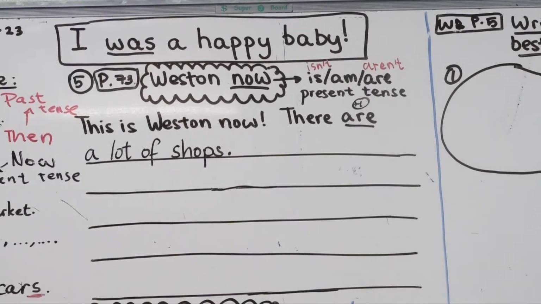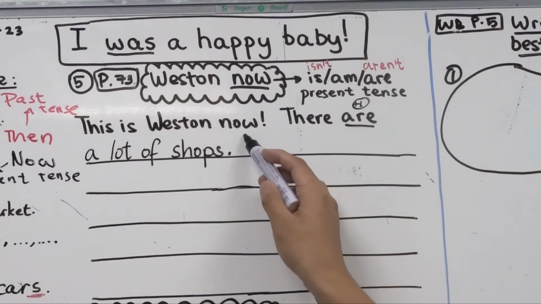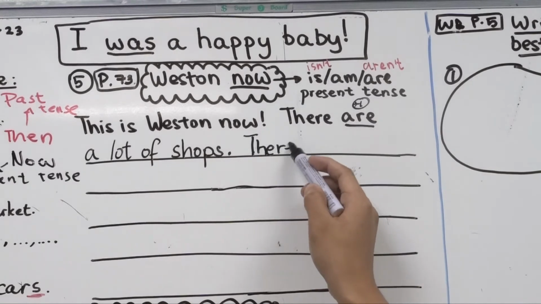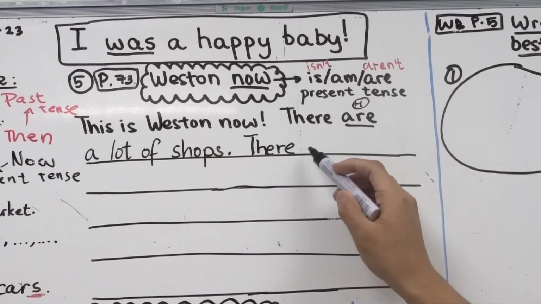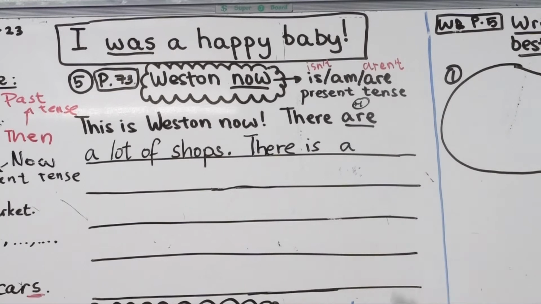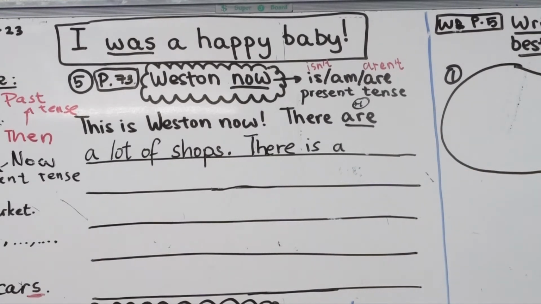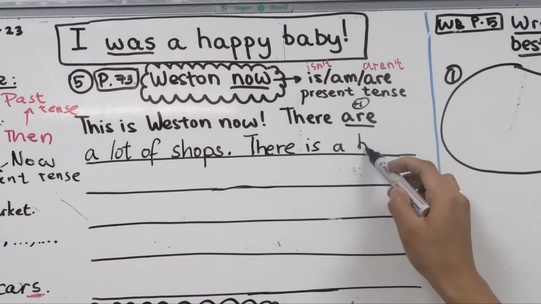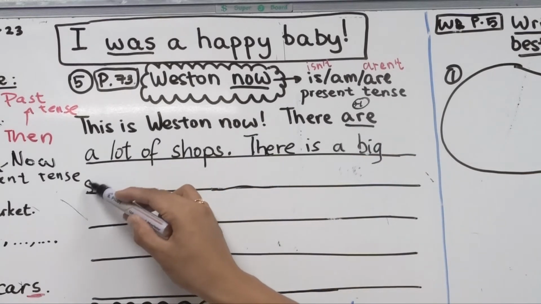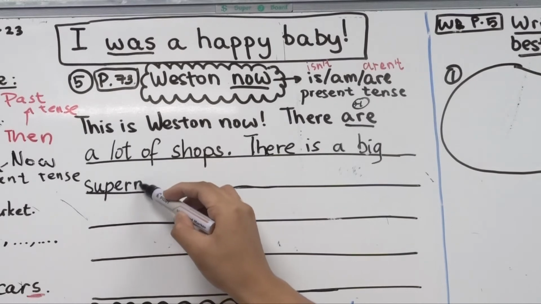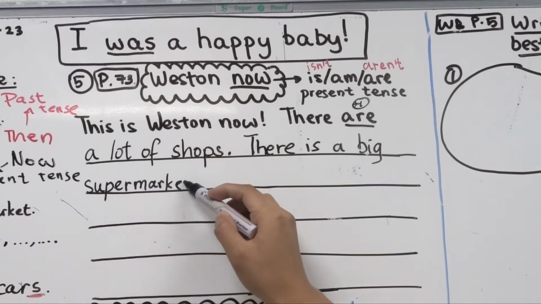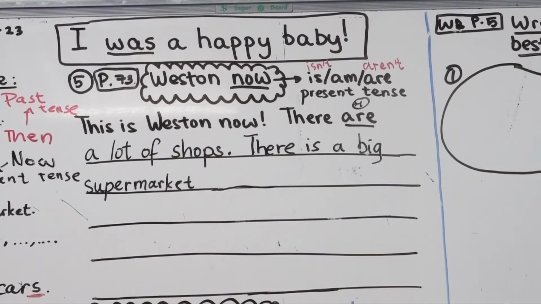Now, let's try to talk about the things one by one, okay? So if we want to talk about one thing, then we will need to say there. One thing, should we use are? No, right? We should use is. So there is a, what do we have? Something very big in Weston now. What is that big thing in Weston? What's that? Supermarket. Very good. So there is a big supermarket.